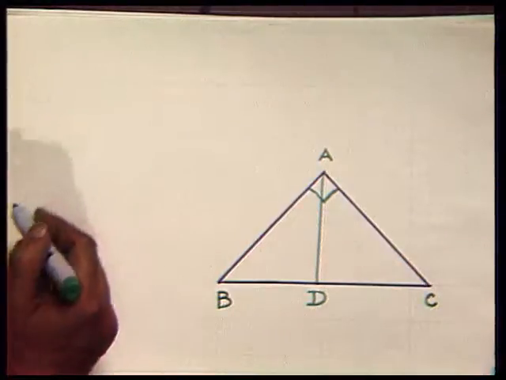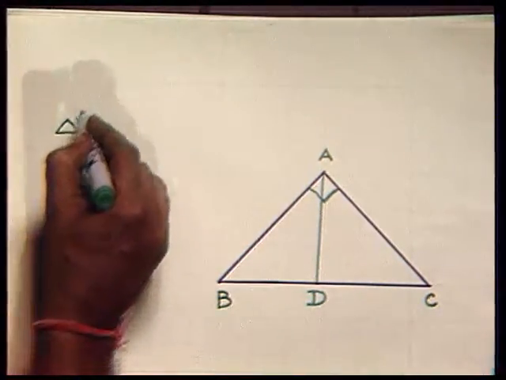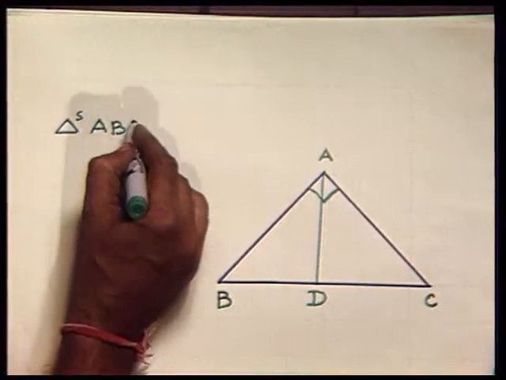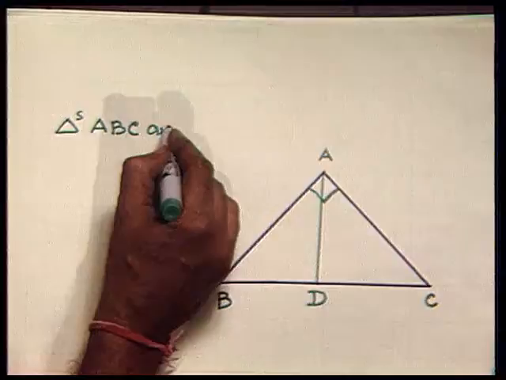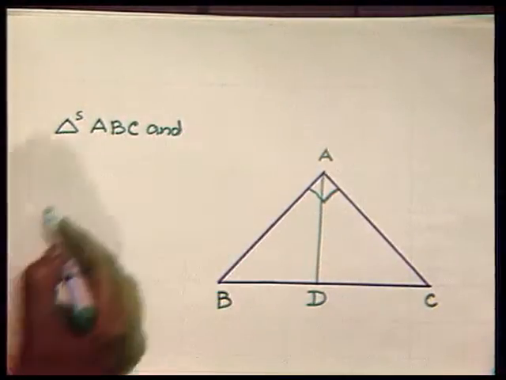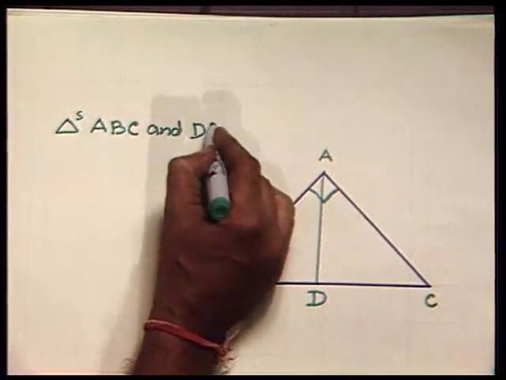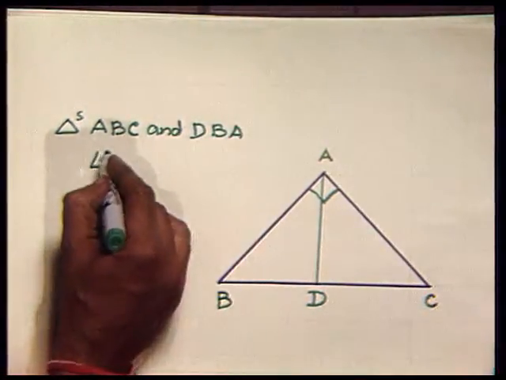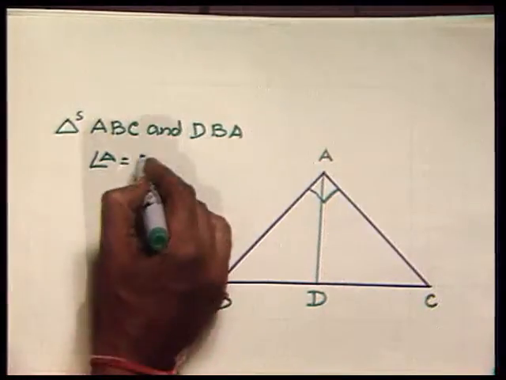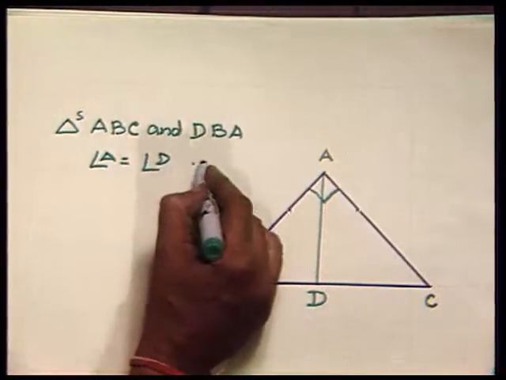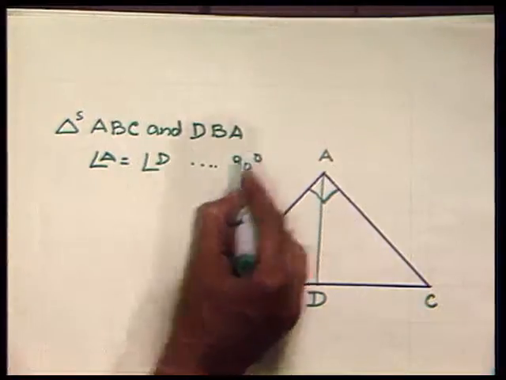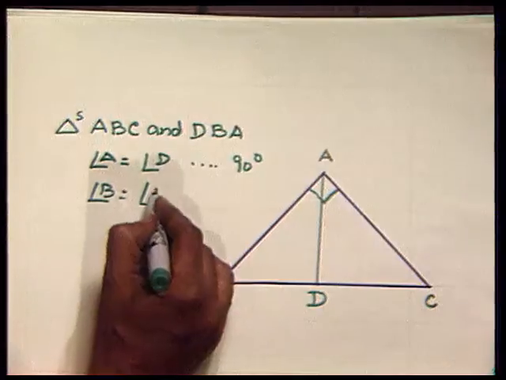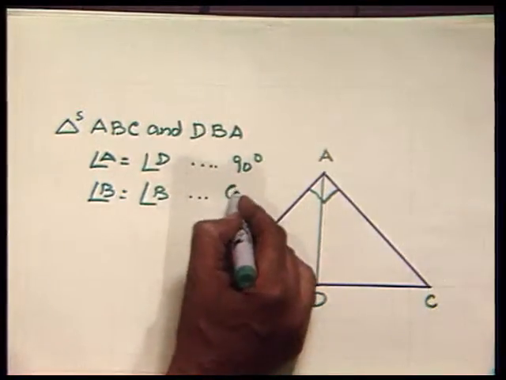Now, considering the triangles ABC and DBA, we find that angle A is equal to angle D, each being 90 degrees, and angle B is common to both.